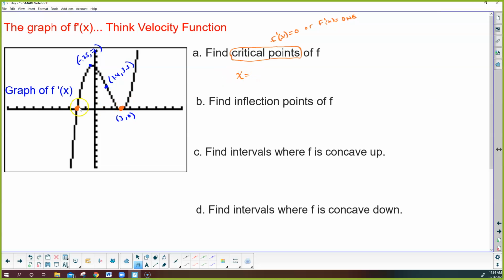So now this function has a critical point. Let's call this -2, 0. So we got one critical point occurring at -2, and the other one is occurring at x equals 3. And the reason why is because the derivative is equal to 0, and this is the graph of the derivative.